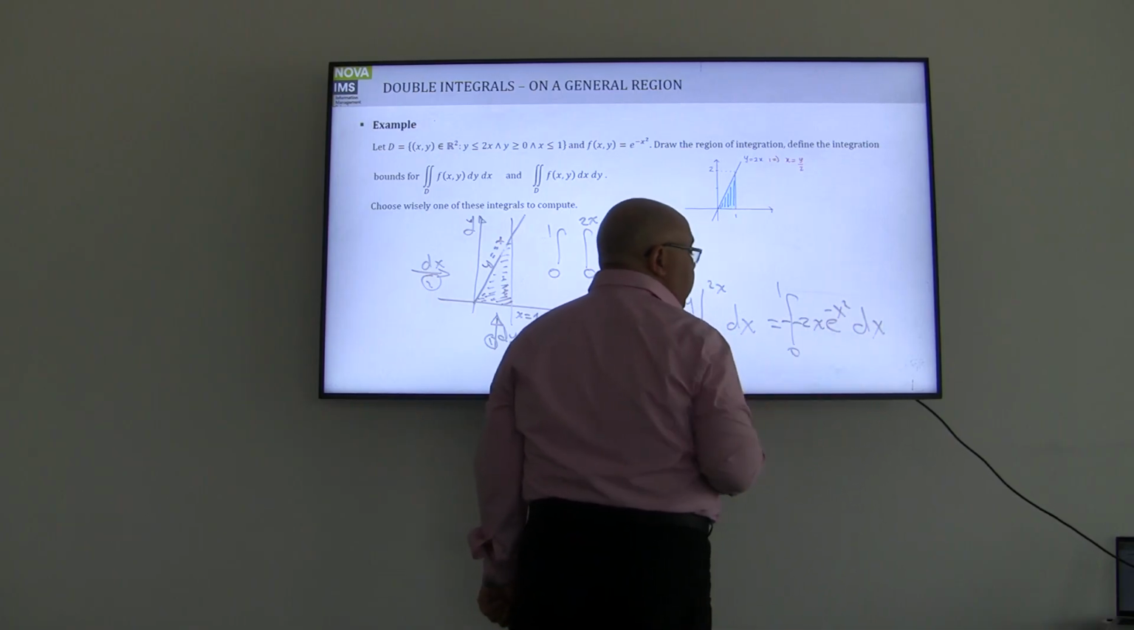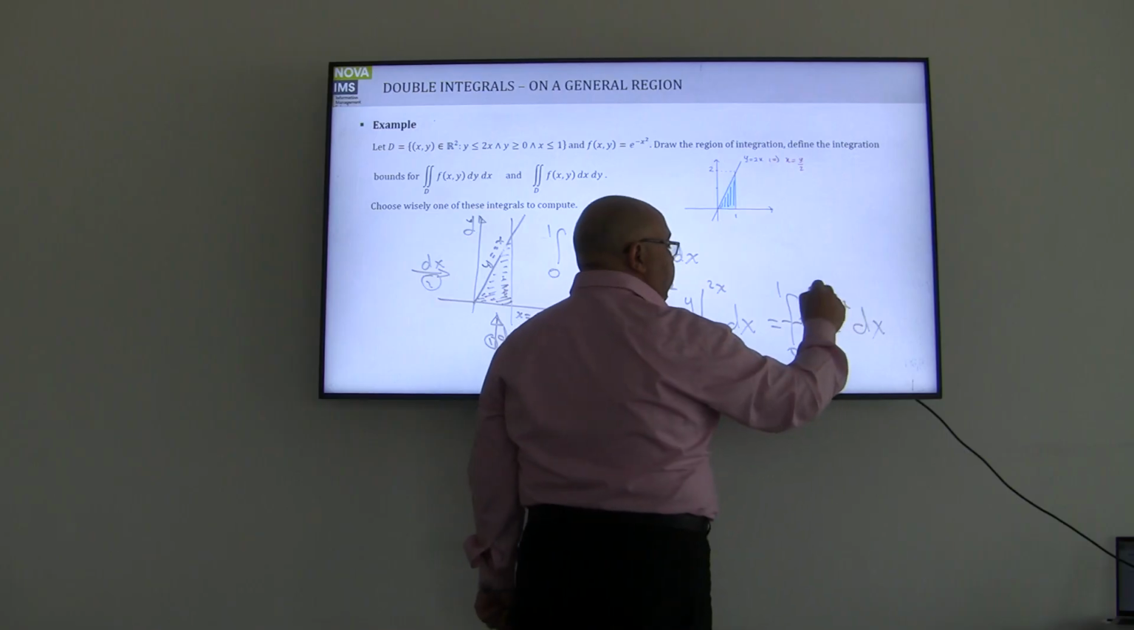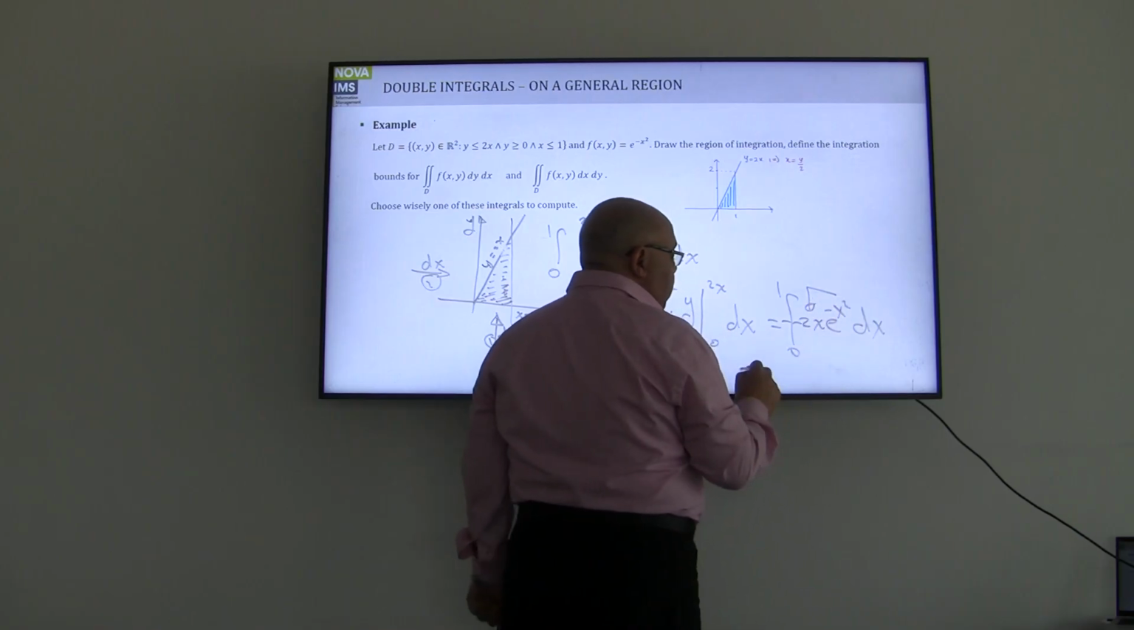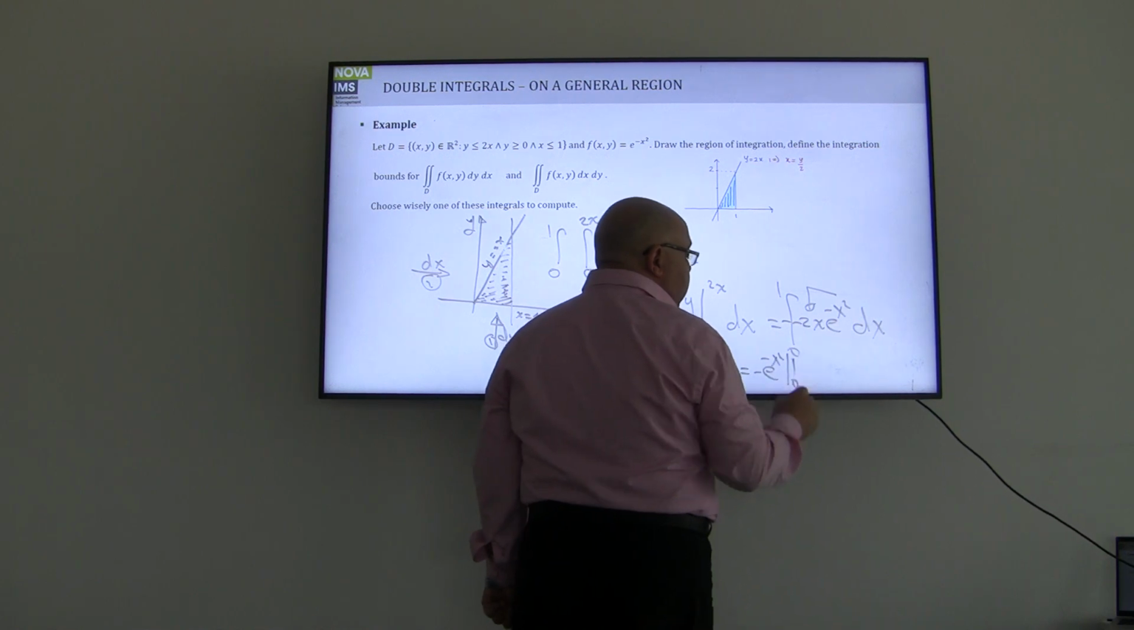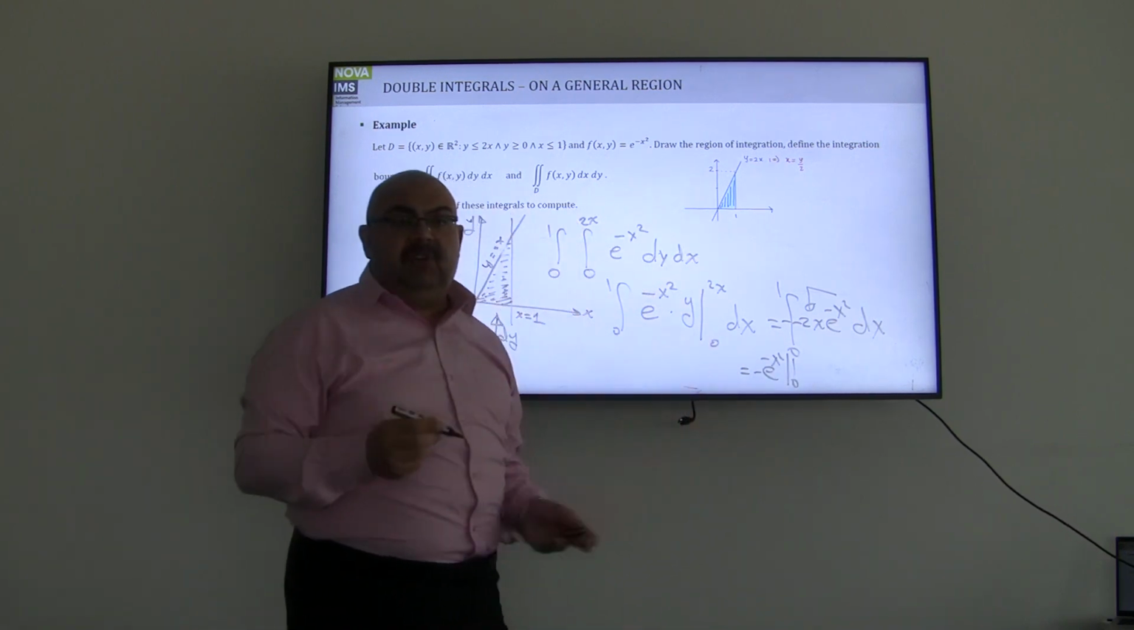I will multiply negative and negative outside. The derivative of the power already exists, so the integration will be negative e to the power of negative x squared. Then I will substitute by 0 and 1 and finalize my problem.